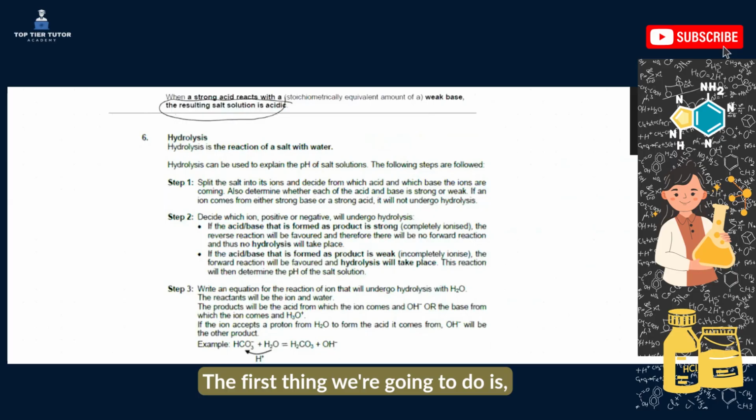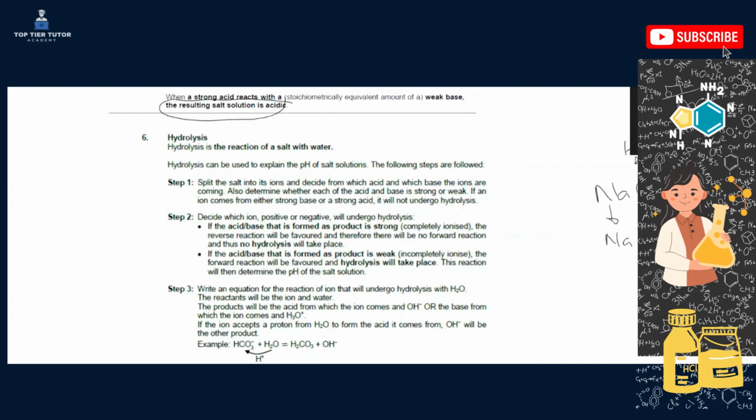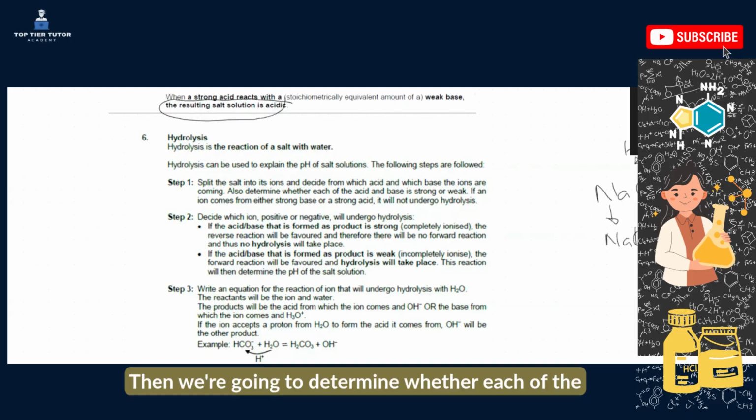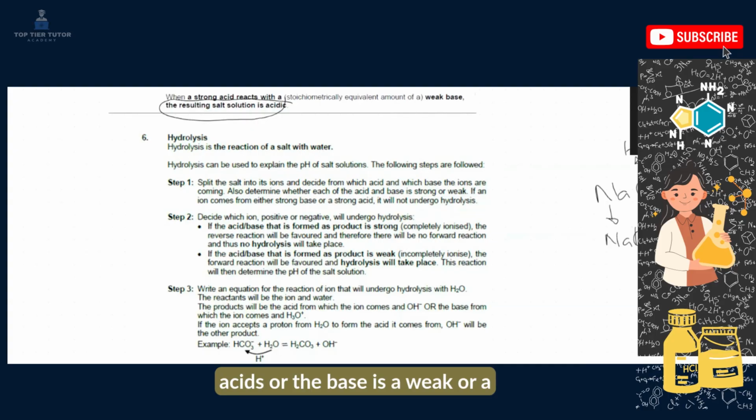The first thing we're going to do is split the salt into its ions and decide from which acid and which base the ions are coming from. For example, if your salt was sodium chloride, you would say, oh, this is coming from hydrochloric acid, and this is coming from sodium hydroxide. Right. Then we're going to determine whether each of the acid or the base is a weak or a strong one.